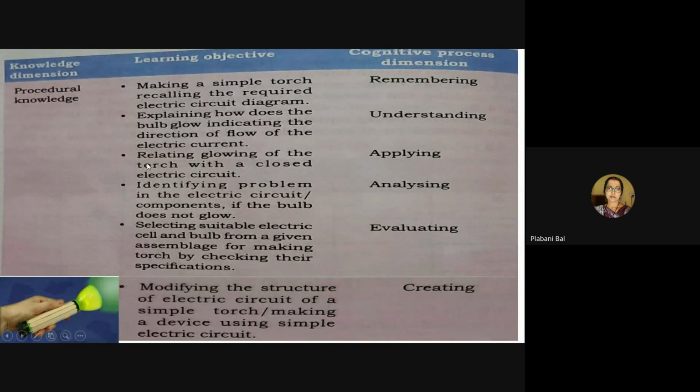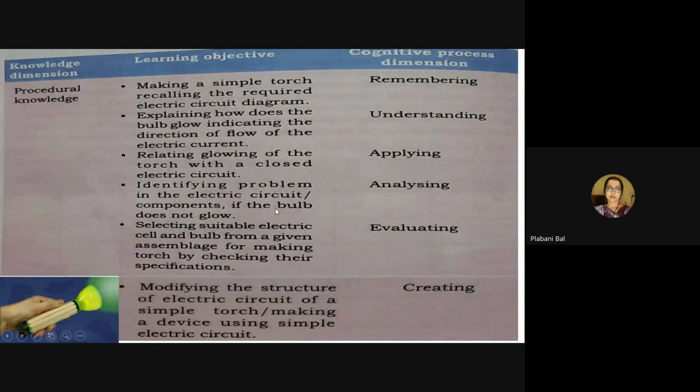Then if you proceed to the next step, if the child is able to relate the glowing of the torch with a closed electric circuit, then it will be referred to as the applying cognitive process dimension. When he can relate why the glowing happens in a closed circuit of the torch, we can place that in the applying dimension. Okay, then proceed to the fourth step, that is identifying the problem in the electric circuit or components.